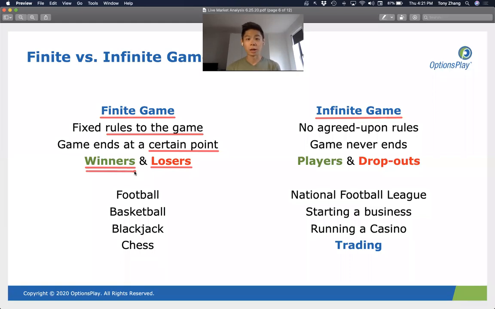And on the flip side, we have what we call infinite games. Infinite games are defined as games that have no fixed rules. The game actually never ends, and there's no such thing as a winner or a loser. There are only players that are still in the game and players who drop out. And you drop out usually because you no longer have the resources to play, you no longer have the willpower to play, or you simply do not wish to play anymore.